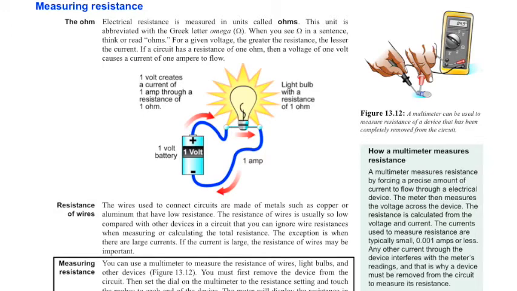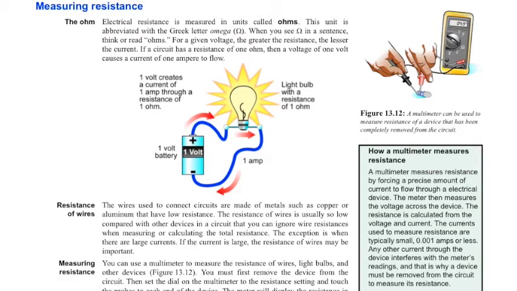Measuring resistance. You can use a multimeter to measure the resistance of wires, light bulbs, and other devices as shown in figure 13.12. You must first remove the device from the circuit, then set the dial on the multimeter to the resistance setting and touch the probes to each end of the device. The meter will display the resistance in ohms, kiloohms, or megaohms. This is a little different than how our multimeters work, and we talked about it in class, so you should know how that works.